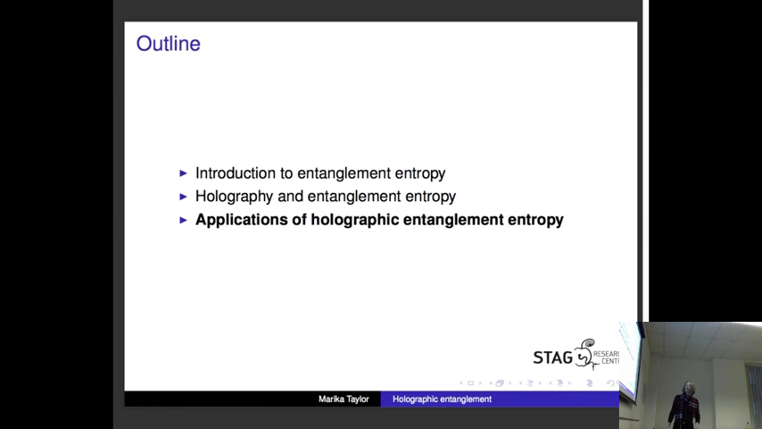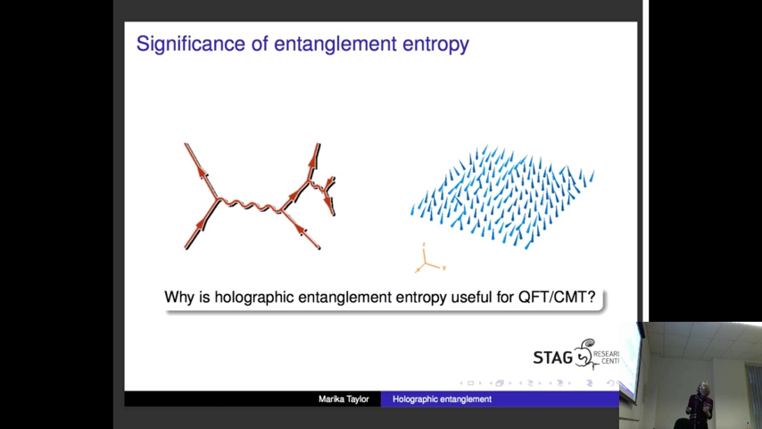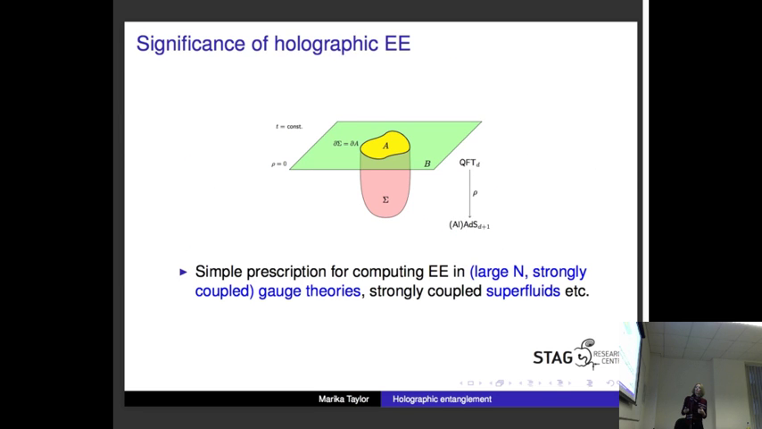Okay, now we believe that this expression is calculating for us the entanglement entropy. And so the next question is, well, what are we actually going to do with it? How are we going to use this in quantum field theory and condensed matter theory? We have a very simple prescription for calculating the entanglement entropy in theories that you can describe holographically.